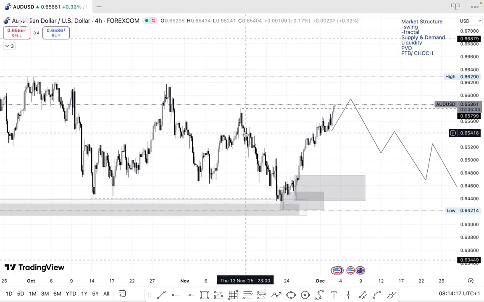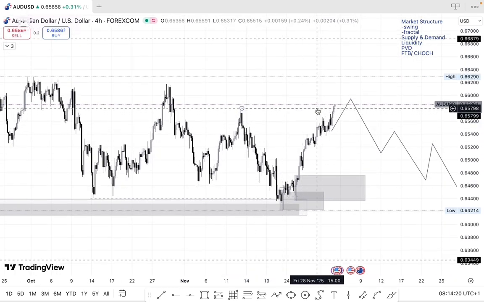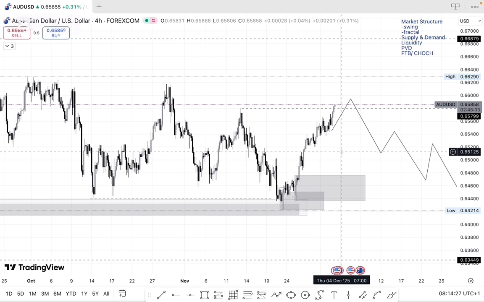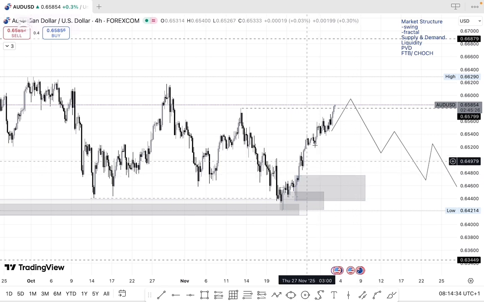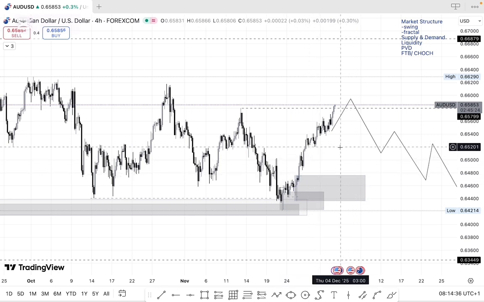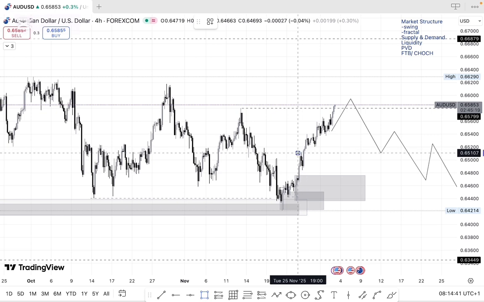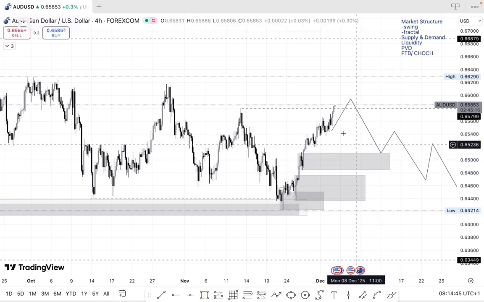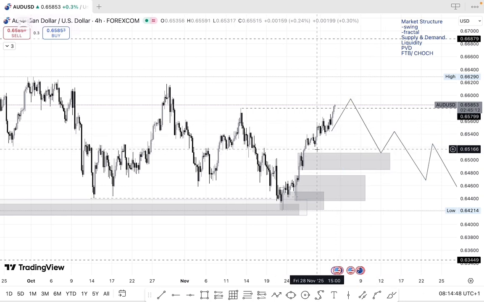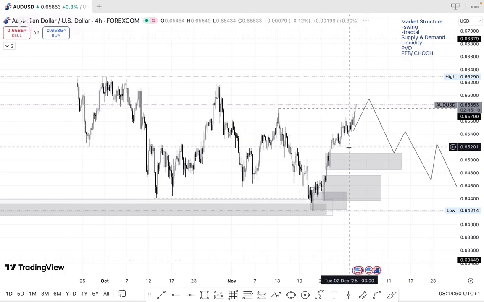We've seen price take out this high. We anticipated it, we were looking at it on Monday, and now price has taken it out. I expect to see price drop a little bit lower after the strong displacement, maybe take this liquidity, then from this zone here, price can continue the move into the highs. So that's what I'm looking at on AUD/USD.